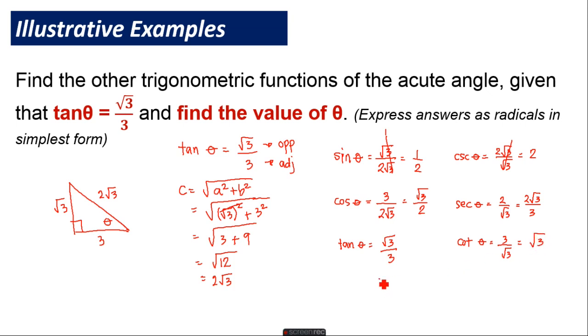Now we're ready to get the value of our theta. We use again inverse sine and get the fraction for the sine, that is 1 over 2. Type this in your calculator: inverse sine of 1/2. This will be exactly 30 degrees. So that's it. That's how we find the other trigonometric functions of the angle given only one ratio.